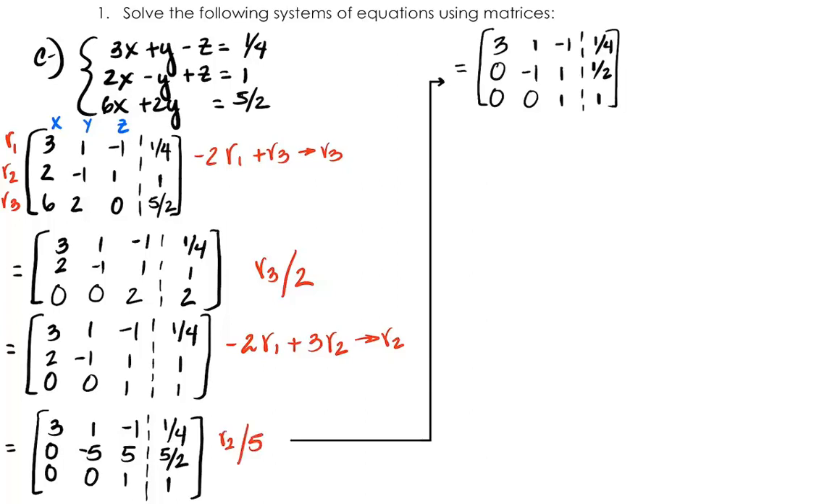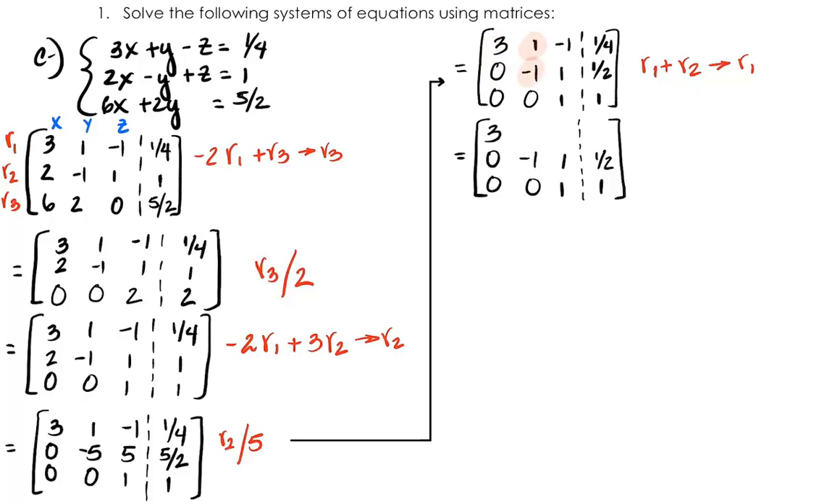Now we are going to add row 1 and row 2 to get row 1. 3 plus 0 is 3. 1 plus -1 is 0. -1 plus 1 is 0. And 1/4 plus 1/2 is 3/4.